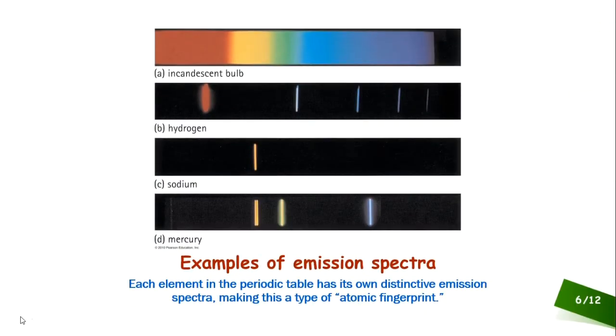Here are some examples of emission spectra that we see for some different elements. Incandescent bulb producing white light. White light, of course, is a combination of all the different wavelengths of visible light. That's why you see a full spectrum there. Hydrogen, on the other hand, has a very distinctive pattern, different from sodium, different from mercury. Each element has its own pattern of spectra that gets produced on the screen with this process. And so that's why we call it an atomic fingerprint, because if you look at the pattern, you can easily discern what element it is that you're looking at.